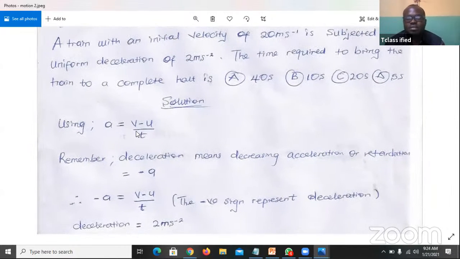So the same formula like we used before. A is equal to V minus U over T, which we got from V equal to U plus AT. Okay, remember, deceleration means decreasing acceleration or retardation. So in this case, we are going to use our acceleration to be minus A. So here we have minus A equal to V minus U over T. So this negative sign is actually from the fact that it is decelerating.